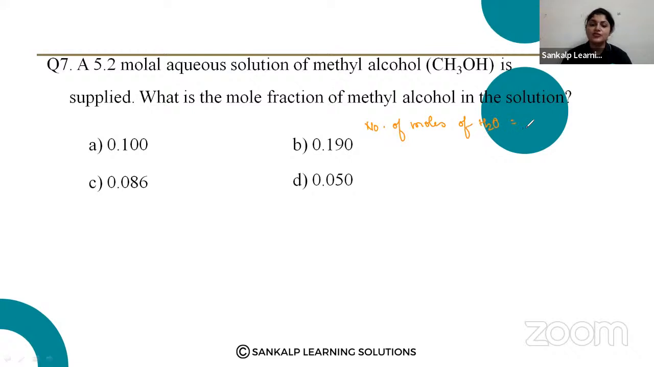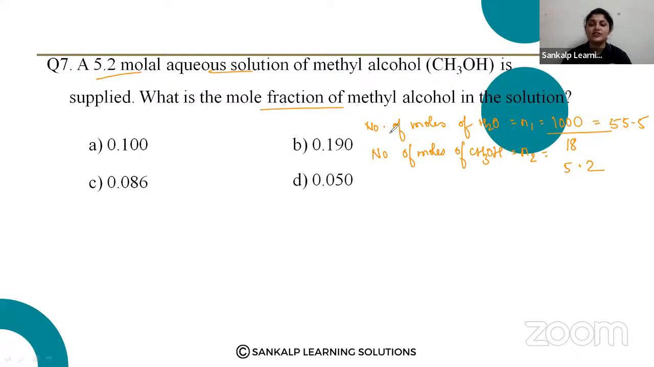How do you find the number of moles of water? That is N1. Given mass will be 1000, since it is prepared in 1000 ml, divided by the molecular weight, which is 18. So this comes to be 55.5. This is the number of moles of water. Next is the number of moles of methanol, CH3OH, which is N2. It is 5.2, and this is given. Then we have found the moles for water in the aqueous solution also.